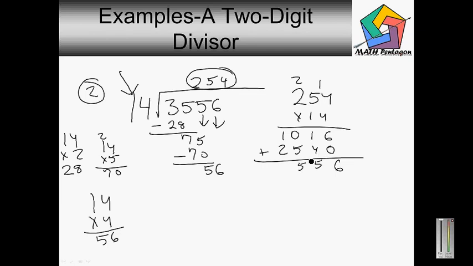Add these up. 6 plus 0 is 6. 4 plus 1 is 5. 5 plus 0 is 5. And 2 plus 1 is 3. And as you can see, it checks out. It's pretty simple. Okay, let's do a few exercise problems.